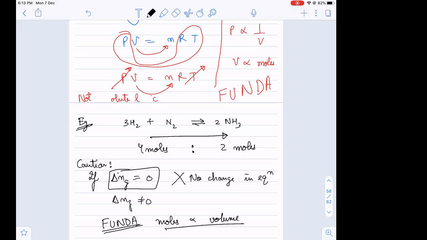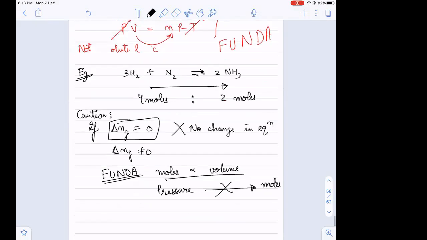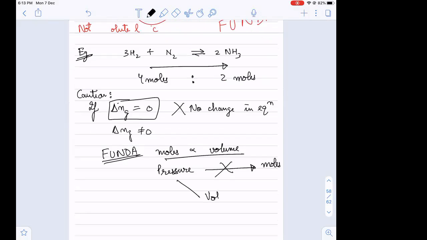If you have to take into effect the pressure onto the equation, do not go to moles directly. There is no direct way to reach moles. You have to go via volume. First, you will search the pressure and volume relation, which is inversely proportional. Then you will see the volume and the moles proportionality, which is directly proportional. Only then are you going to reach the moles.